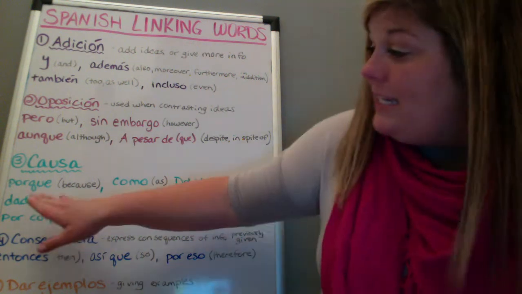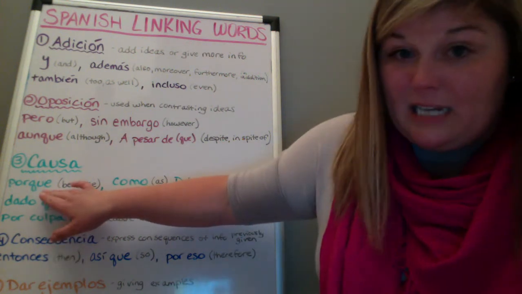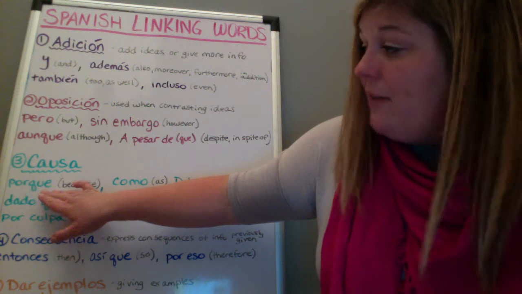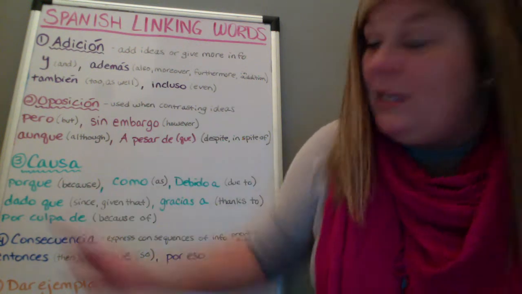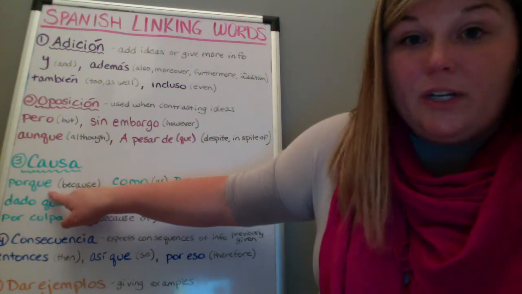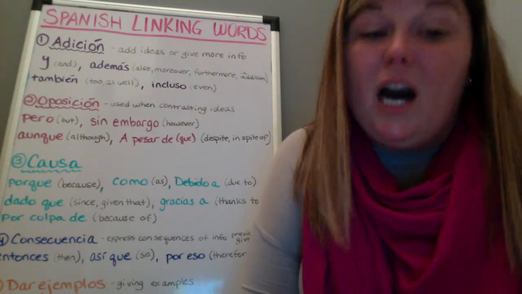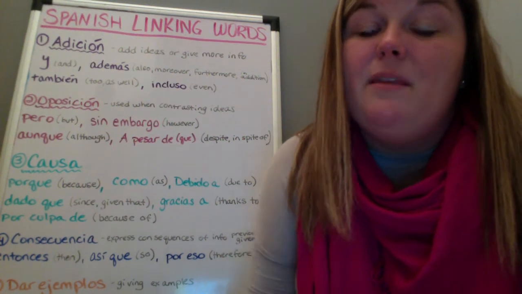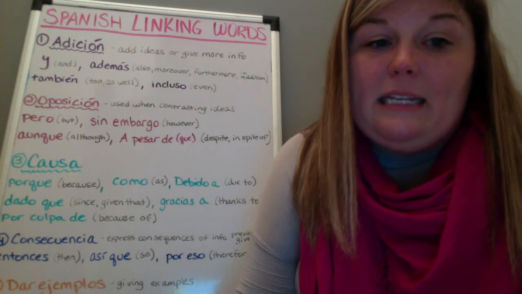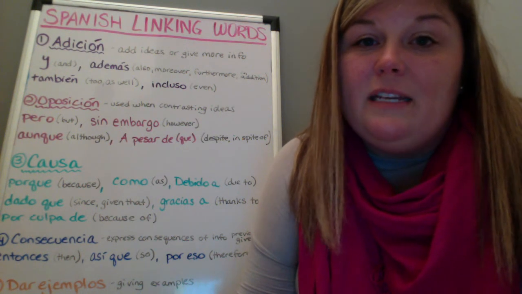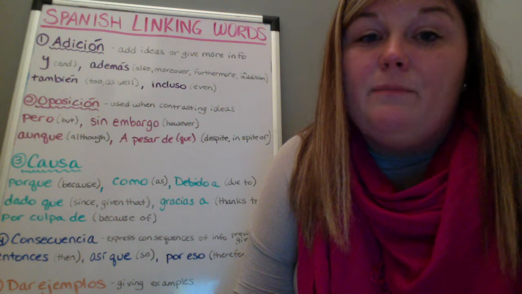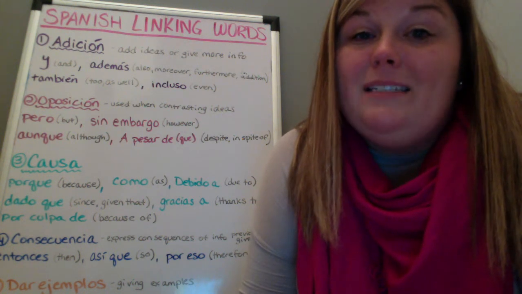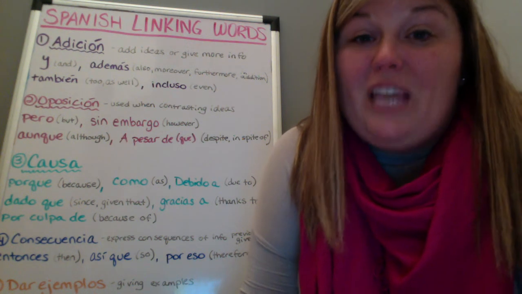And in this case, there's no accent mark here. It's not a question. It's not an interrogative. And it's all one word. So when it looks like this, all one word, no accent mark, it means because. And this is a connector that's usually in the middle of a sentence. And an example of this is, traigo un paraguas porque está lloviendo.